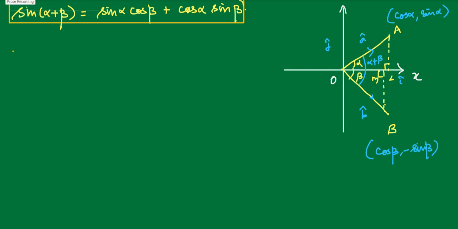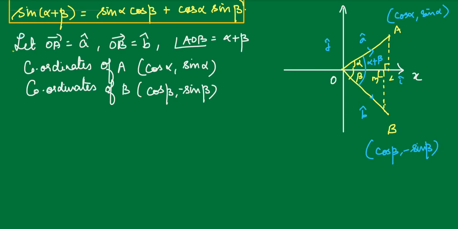Now coming to the problem, we'll write what we have. Coordinates of A and B, we have written angle AOB is equal to alpha plus beta. So from the diagram, we'll find what is A cap. A cap will be equal to OA vector, which is nothing but OL vector plus LA vector, the direction is from L to A and from M to B in the diagram. So that is equal to cos alpha i cap plus sin alpha j cap.